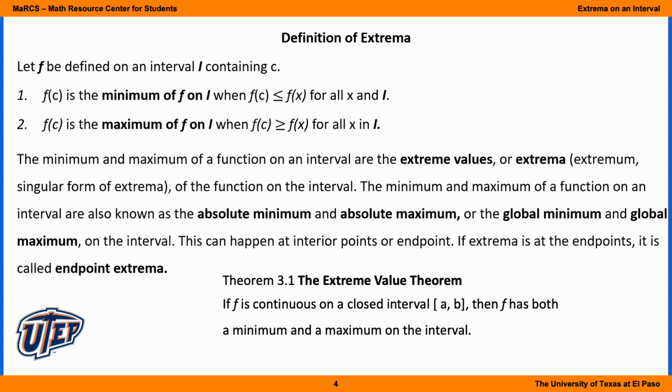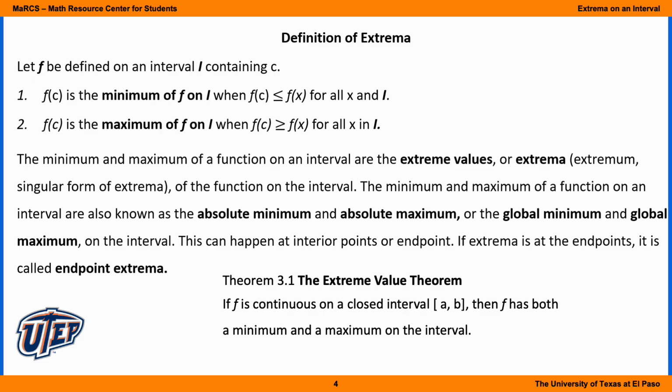The minimum and maximum of a function on an interval are the extreme values, or extrema, of the function on the interval. The minimum and the maximum of a function on an interval are also known as the absolute minimum and absolute maximum, or the global minimum and global maximum. This can happen at interior points or at endpoints. If the extrema are at the endpoints, then it is called an endpoint extrema.